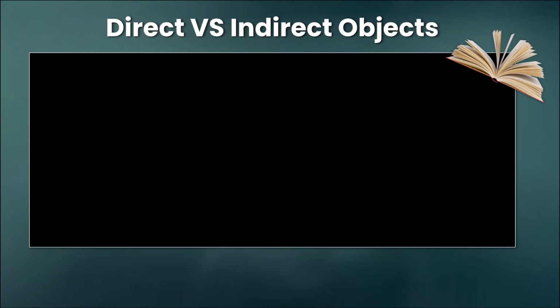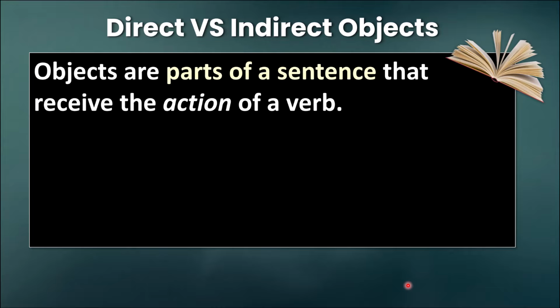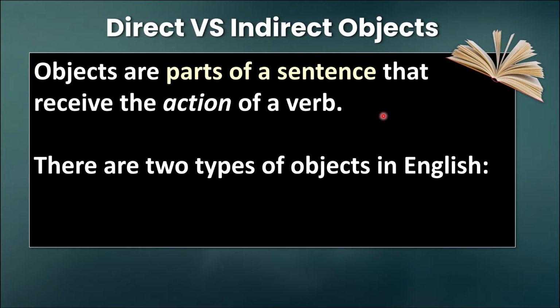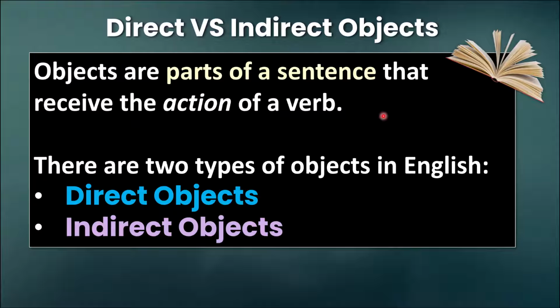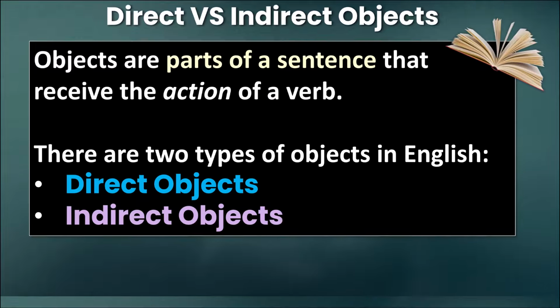However, people can get confused on how to identify direct versus indirect objects. So let's talk about this in more detail. Objects are parts of a sentence that receive the action of a verb. However, there are two types of objects in English. We have direct objects, and we also have indirect objects. So how can you tell the difference? First, let's look at some examples of direct objects.